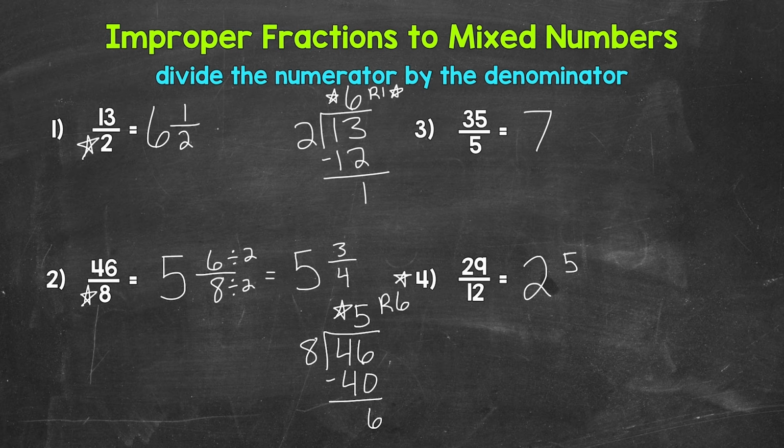That's our numerator. And then we keep that denominator of 12 the same. So we end up with 2 and 5 twelfths. 5 twelfths is in simplest form, so we are done. 29 twelfths equals 2 and 5 twelfths. So there's how to write an improper fraction as a mixed number. Let's move on to writing a mixed number as an improper fraction.